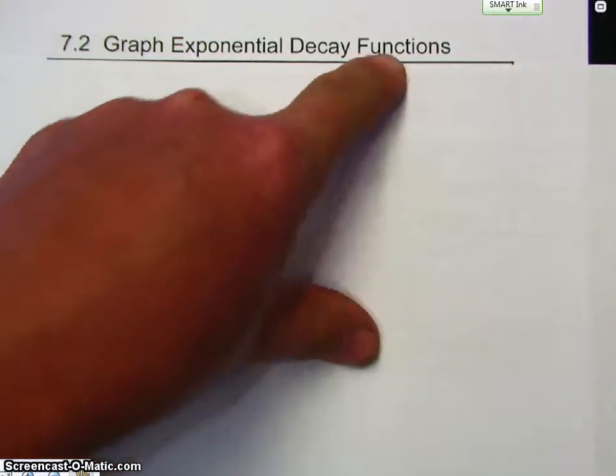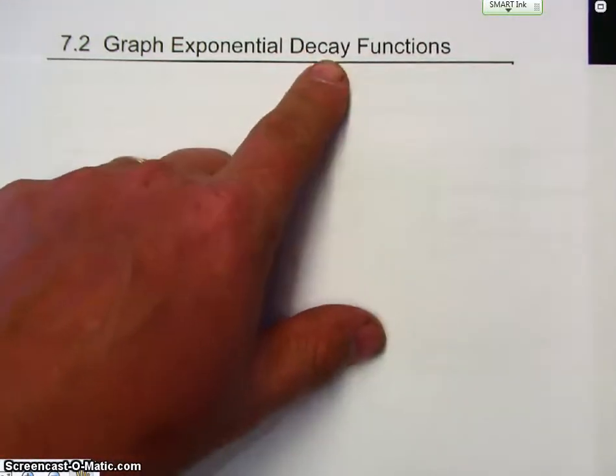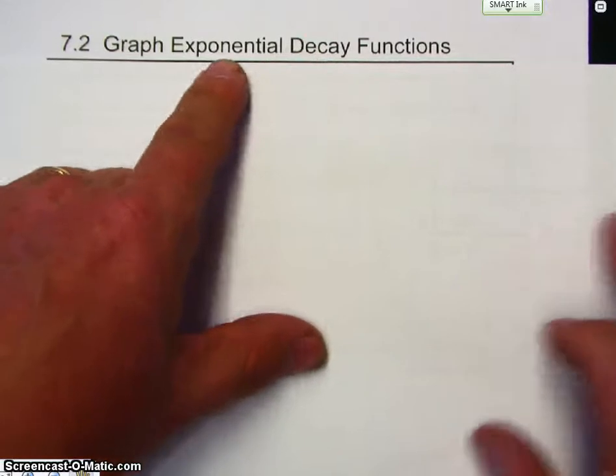All right, 7.2, we're talking about growth. We're going to be graphing exponential decay functions. Last video we talked about growth, now we're going to talk about decay. And we're still dealing with exponential functions.